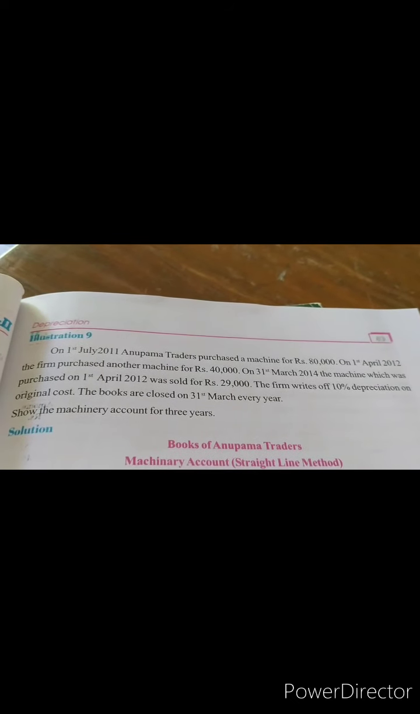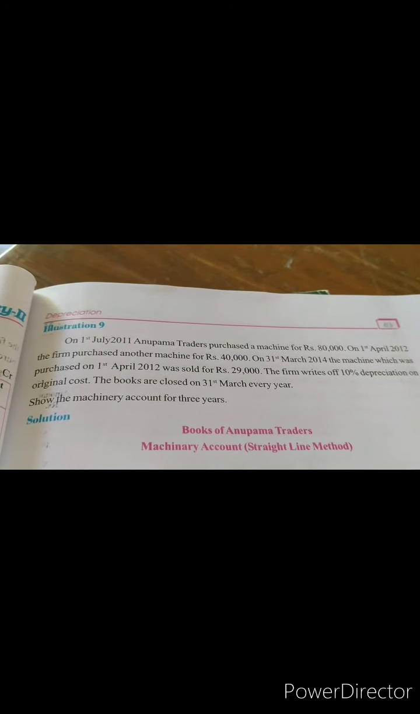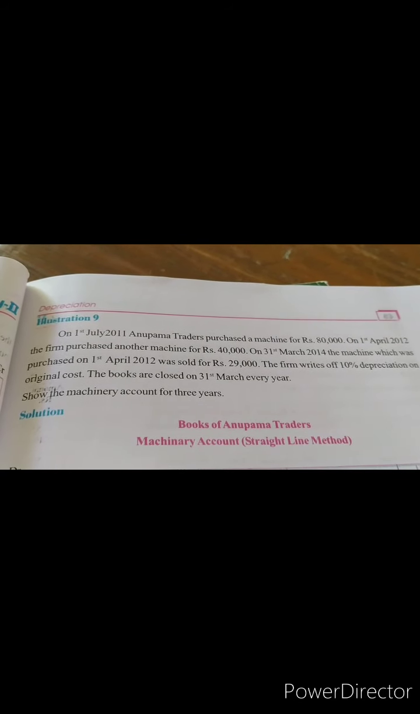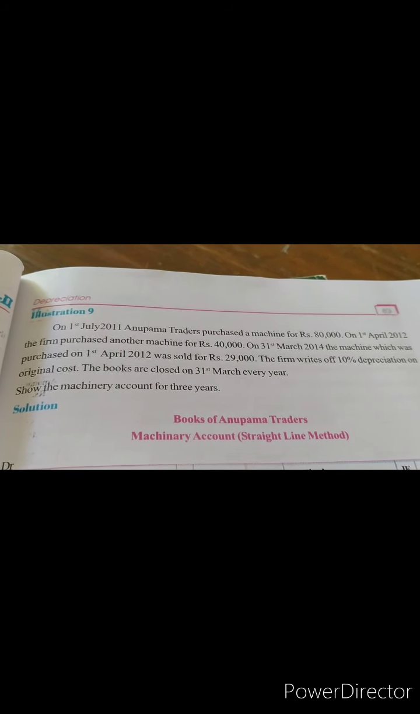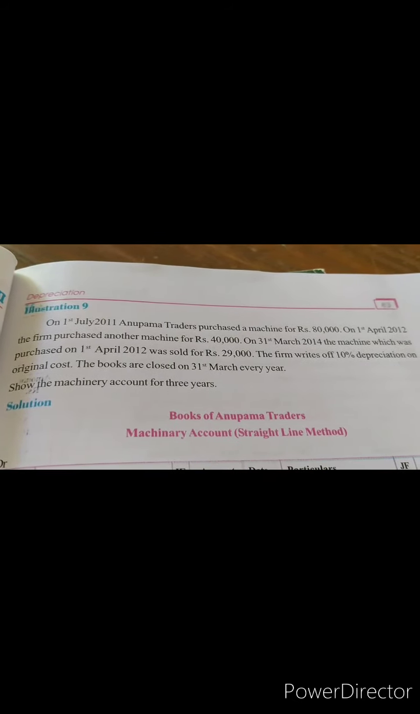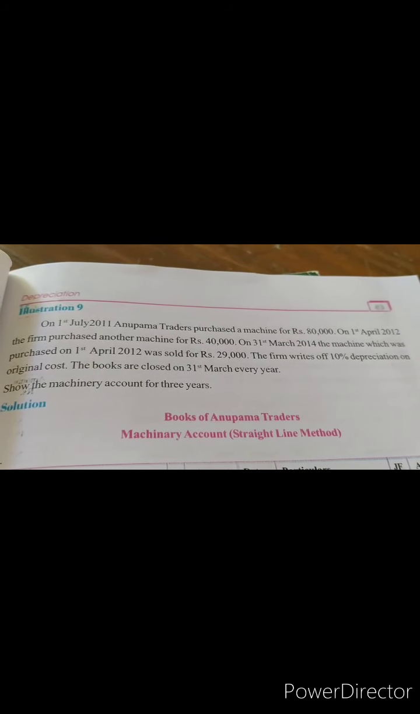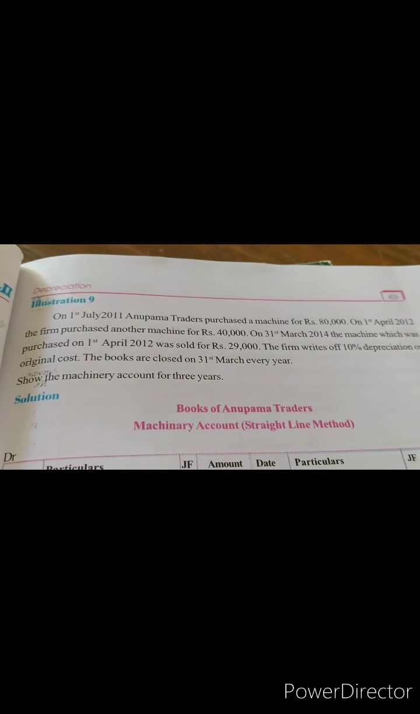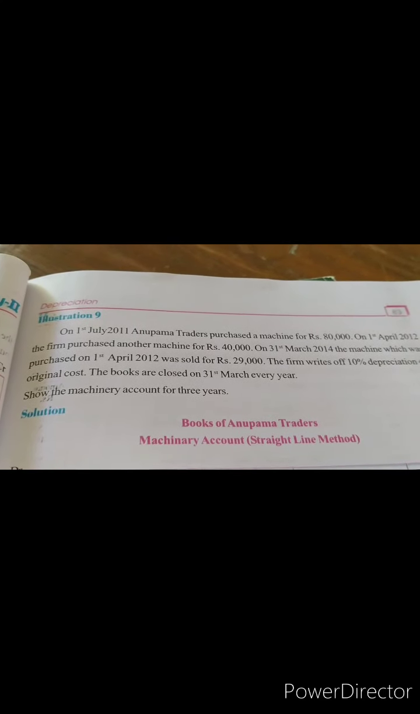Have a look at illustration number 9, dear students. I will take the first reading for you. On 1st July 2011, Anupama Traders purchased a machine worth 80,000. On 1st April 2012, the firm purchased another machine for rupees 40,000. On 31st March 2014, the machine which was purchased on 1st April 2012 was sold for 29,000. The firm writes off 10% depreciation on original cost and the books are closed on 31st March every year. Show the machinery account for 3 years.